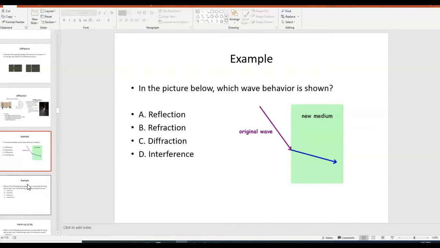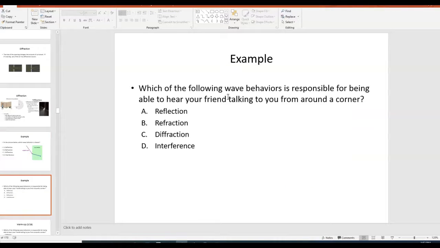And just to do one more example, which of the following wave behaviors is responsible for being able to hear your friend talking to you from around a corner? We just talked about that a second ago. See if you can answer that.